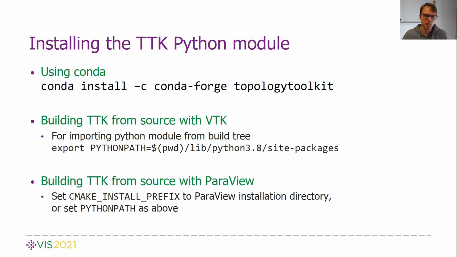To install the TTK Python module, the easiest way is through Conda, where we provide a package called Topology Toolkit through the Conda Forge channel. You can also build TTK from source with either VTK or ParaView, where the build system then automatically detects the necessary Python support of your VTK and ParaView installations. If you do it in this way, you might need to additionally set a Python path to tell Python about the location of your Python module, or you can install the Python module to the correct location.